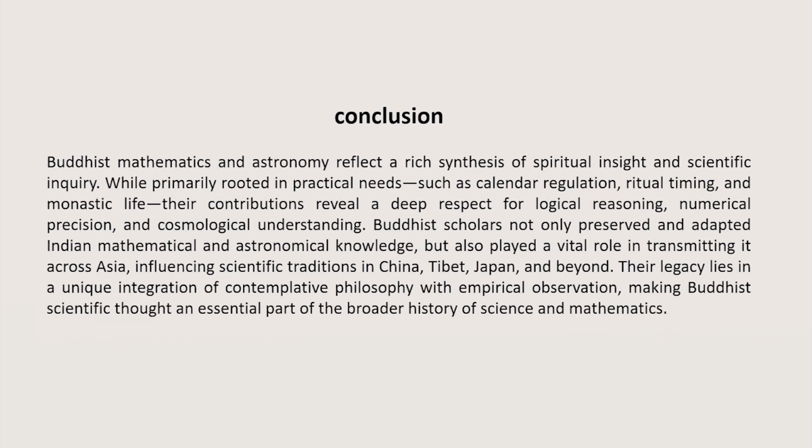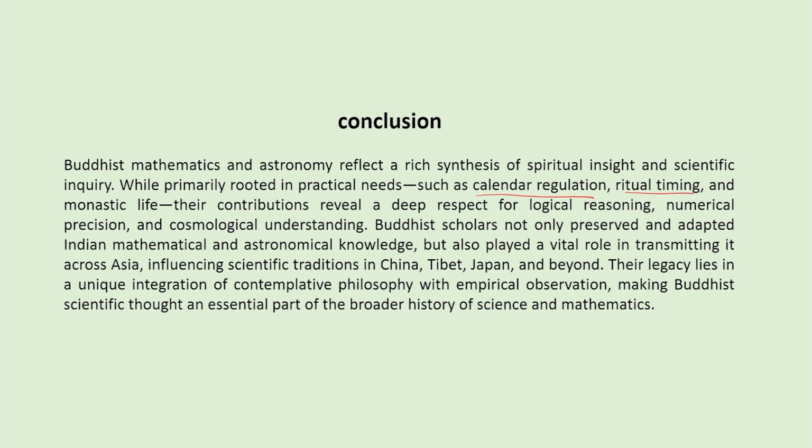While primarily rooted in practical needs, calendar regulation, ritual timing and monastic life, their contribution reveals a deep respect for logical reasoning, numerical precision and cosmological understanding. Buddhist scholars not only preserved and adapted Indian mathematical and astronomical knowledge, but also played a vital role in transmitting it across Asia, influencing scientific traditions in China, Tibet, Japan and beyond. Their legacy lies in a unique integration of contemplative philosophy with empirical observation, making Buddhist scientific thought an essential part of the broader history of science and mathematics.